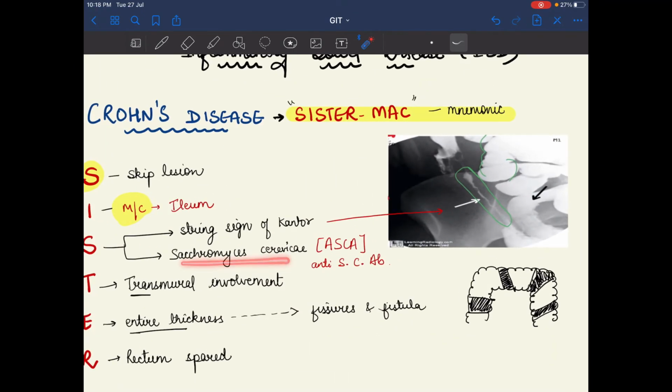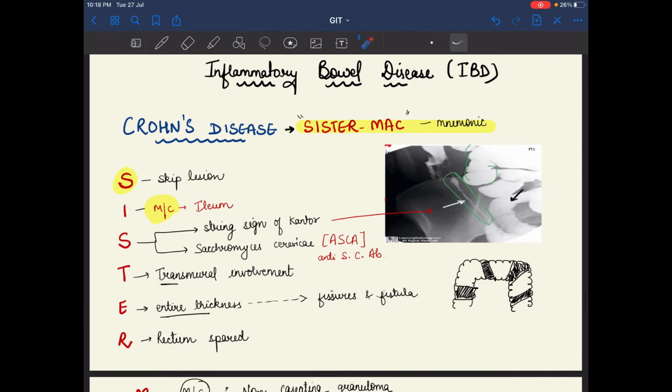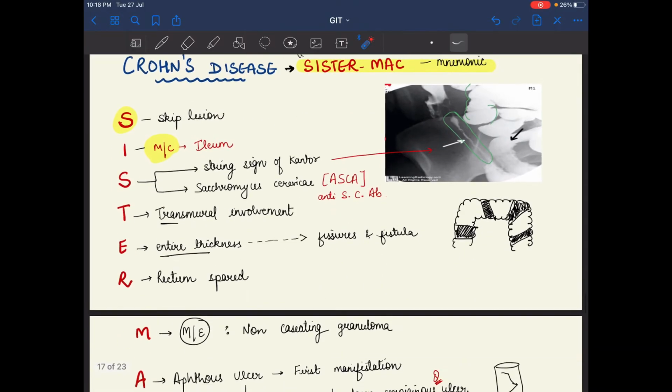S for Saccharomyces cerevisiae. Anti-SC antibody is seen in Crohn's disease. Sister: S for string sign of Kantor, S for Saccharomyces cerevisiae, meaning anti-SC antibody is seen in Crohn's disease. T for transmural involvement, meaning the whole thickness is involved. E for entire thickness. These are the same things: transmural involvement, entire thickness involvement is seen. And R for rectum is spared. So mostly in Crohn's disease, rectum is spared. Please remember that rectum is spared in Crohn's disease, while in ulcerative colitis, rectal involvement is there.